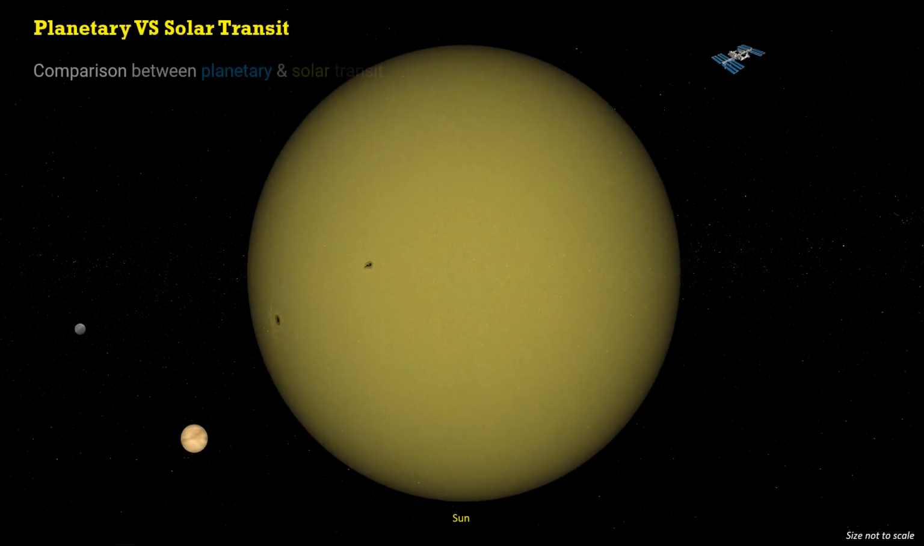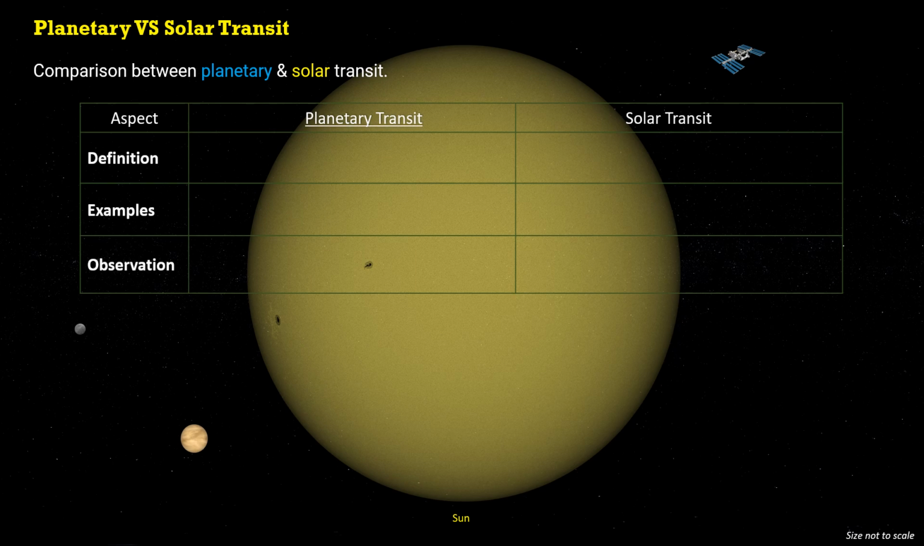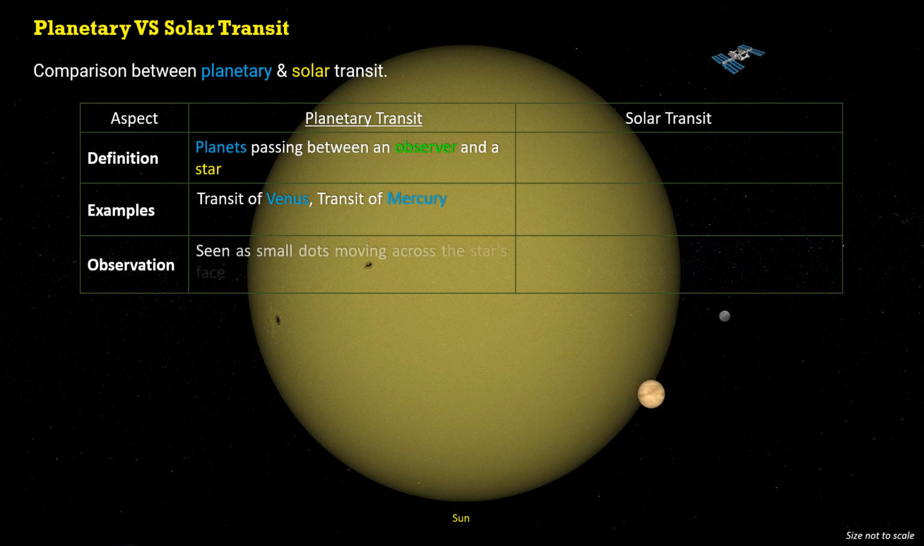Comparison between planetary and solar transit. Planetary transit: planets passing between an observer and a star. Transit of Venus, transit of Mercury. Seen as small dots moving across the star's face.